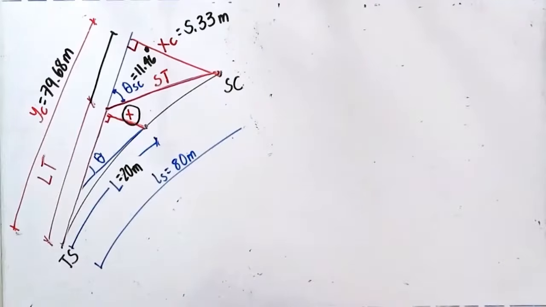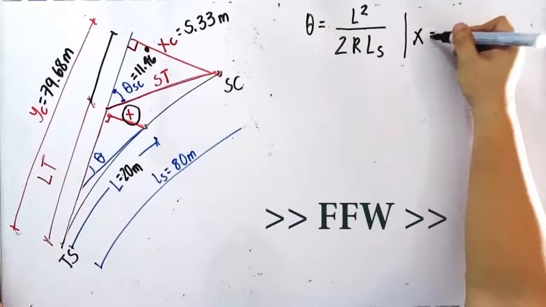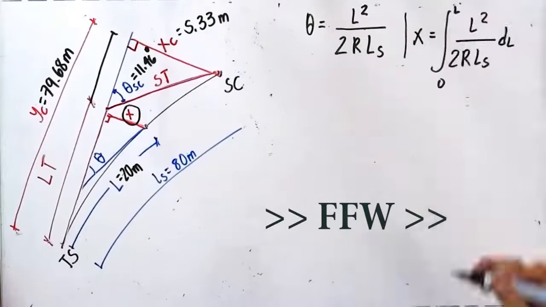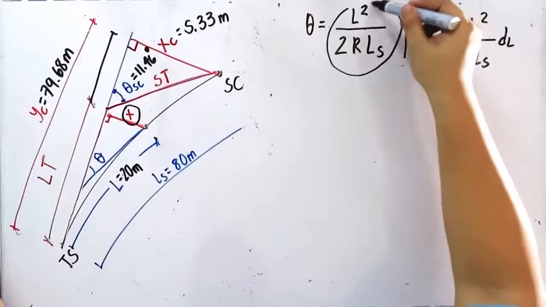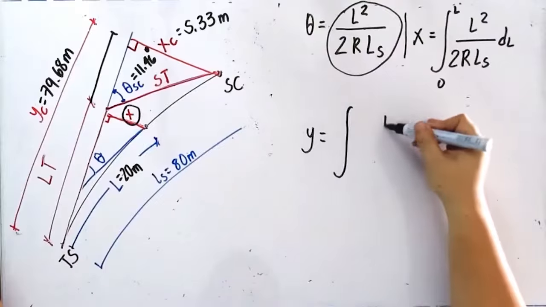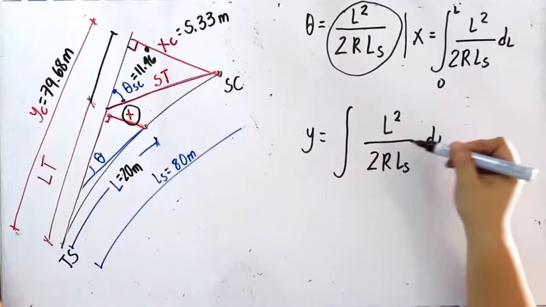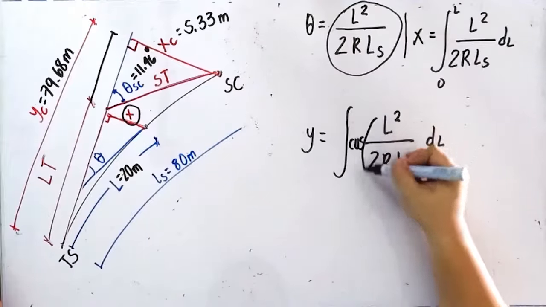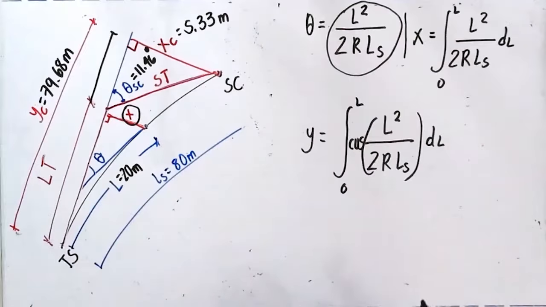To show you, let us review some of the previous formulas that I taught you. And finally, guys, you can also use this immortal formula to get the value of y by integrating it again, L squared over 2R LS. But this time, you have to put cosine in the front from 0 to L. I'm not going to derive it, I will just use it to save time. Let us see if this really works.